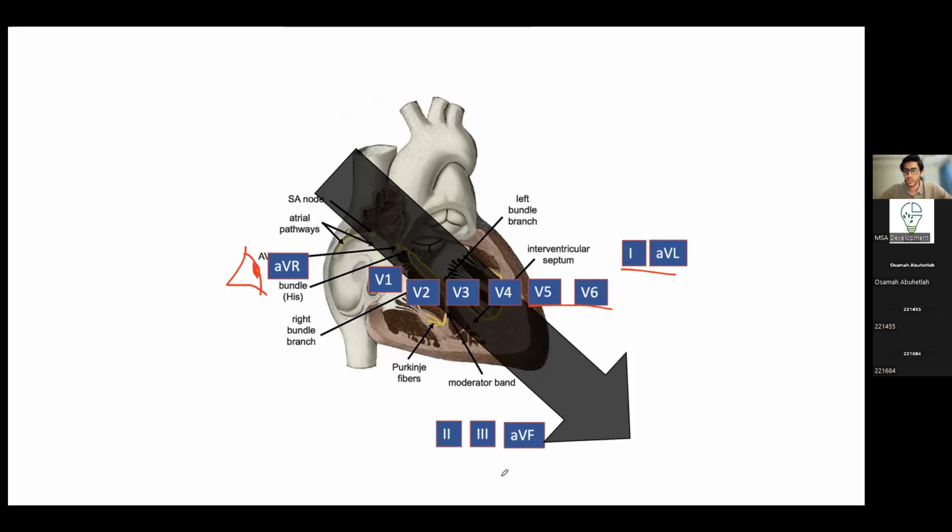2, 3, and AVF are looking at it from below. You can just imagine those camera guys in these positions, pointing towards the heart. 1 and AVL are looking at it from the left. Everyone's pointing towards the heart, because that's the main thing here. And these guys are looking at it from the front, basically.